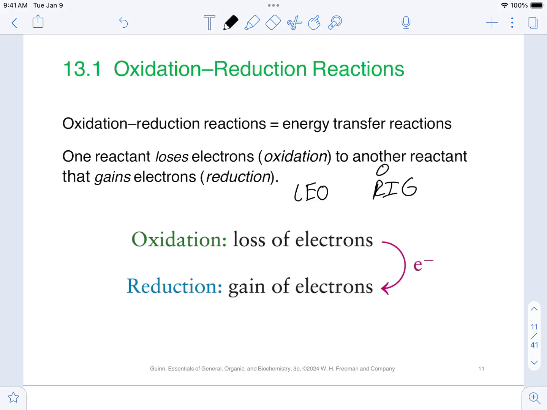We had OIL RIG and LEO goes GER, where loss of electrons, LE, is oxidation, gain of electrons is reduction, and same thing with the OIL RIG one.